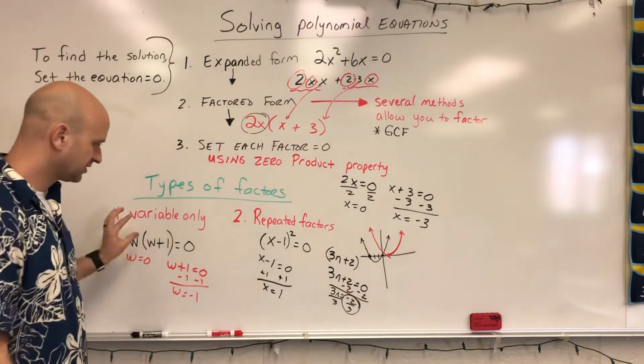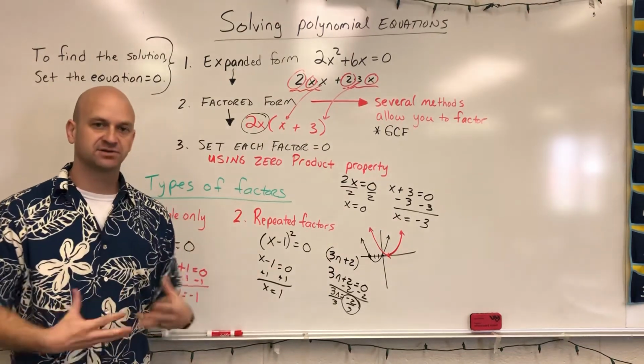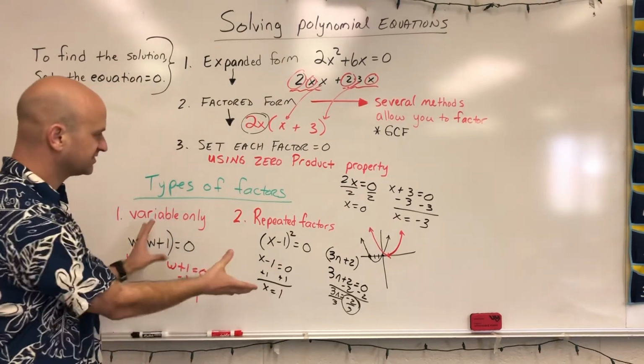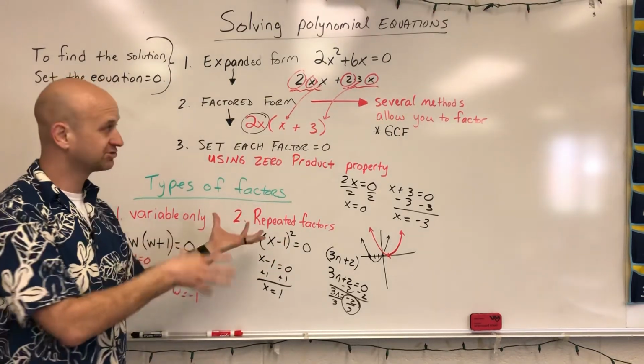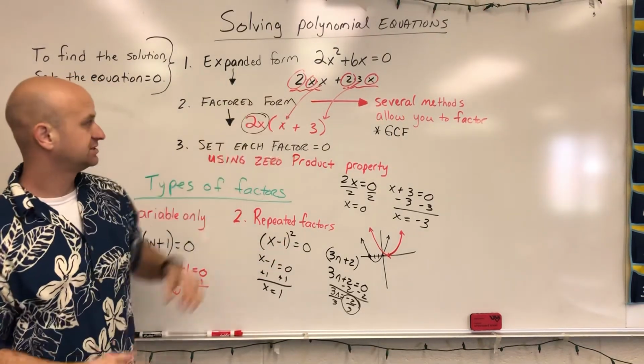So these are 3 common types of factors that we're going to get. To get these factors, we're going to use a lot of different methods. Right now, we've only talked about the greatest common factor method, which I demonstrated here.